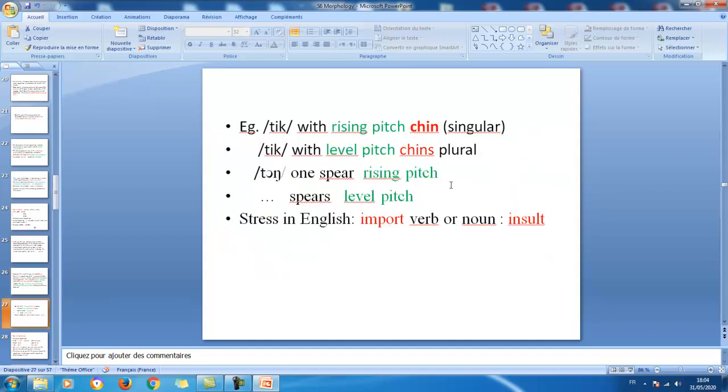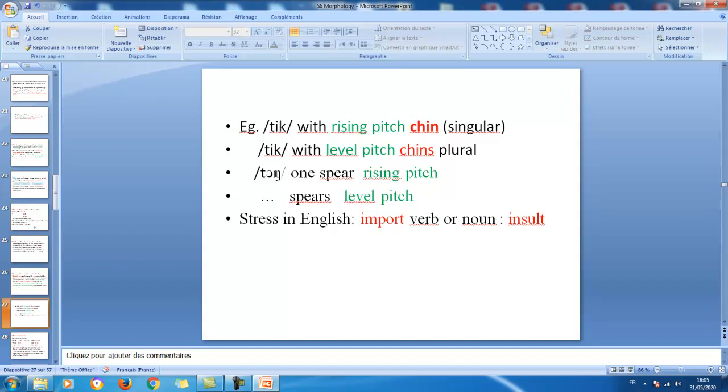Let's have a look at the example. We have got the same vowels and same consonants here, tick. But we can change the meaning of this same sequence of sounds by changing just the pitch, which becomes what we call tone. So if we pronounce tick with rising pitch, it becomes singular. But if we pronounce it with level pitch, it becomes chins, plural. So this is something general in this language. Look, another kind of word here, tongue, which means one pair if it is pronounced with rising pitch. Same thing here, but it becomes two pairs or more if it is pronounced with level pitch. So pitch in this case is contrastive.